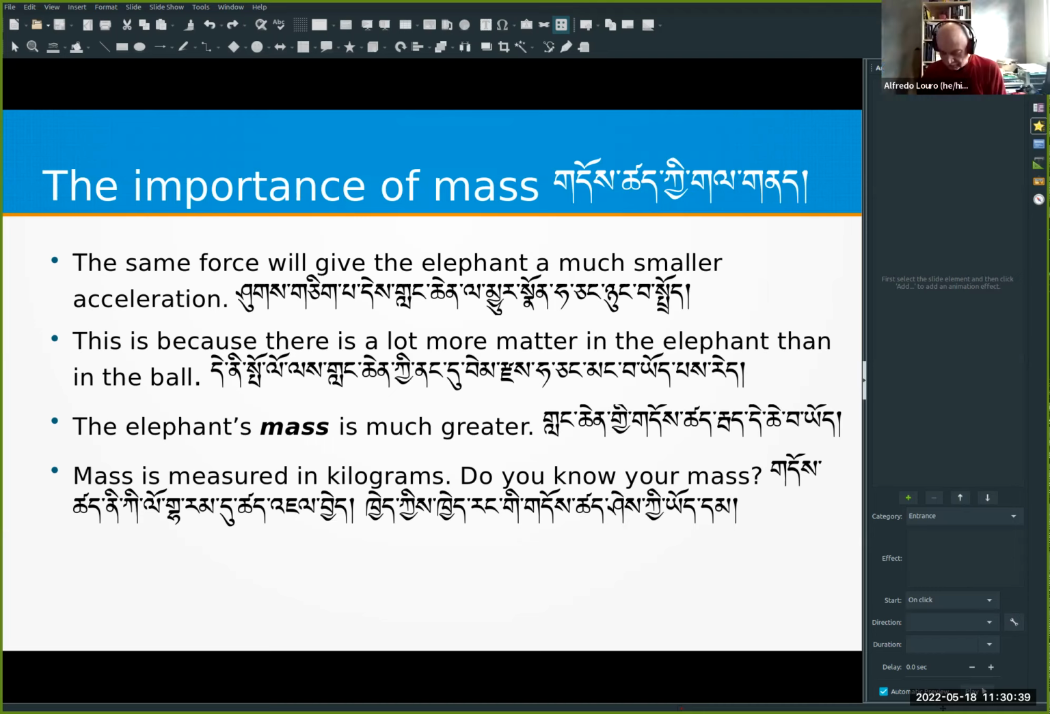So the elephant has a lot more mass. So same force, bigger mass in the elephant, smaller acceleration. Right? Same force, less mass in the ball, bigger acceleration.